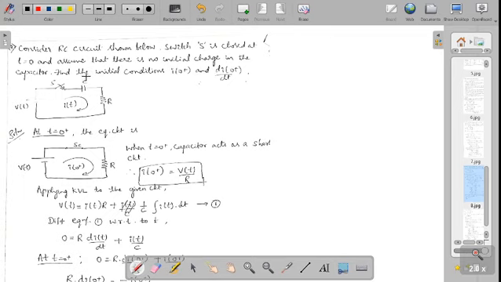Okay, what's the problem? Consider the RC circuit shown below. The switch S is closed at t equals 0, and assume that there is no initial charge in the capacitor. Find the initial condition i of 0 plus and the derivative of i of 0 plus with respect to time. That is the first derivative.